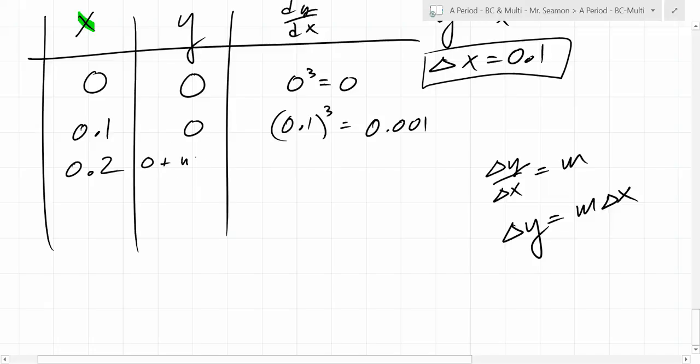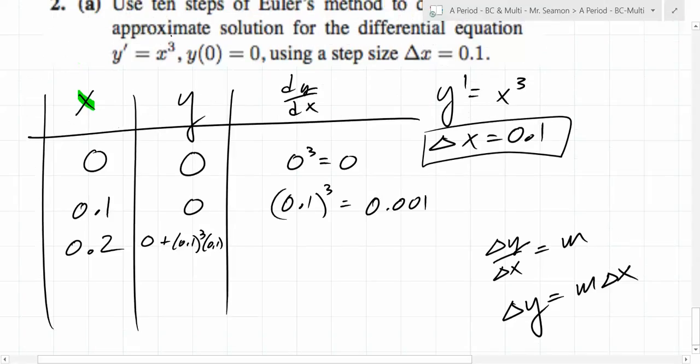M delta x, right? And what is m? 0.1 cubed, right? And what x value are we at? So why do you use the dy dx from the last one? Because... Why is it 0.2 cubed? Why isn't it 0.2 cubed?